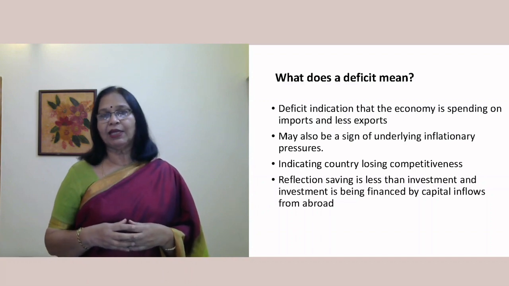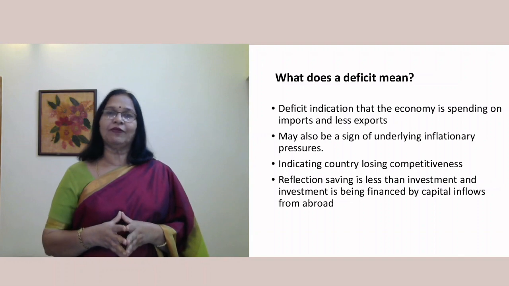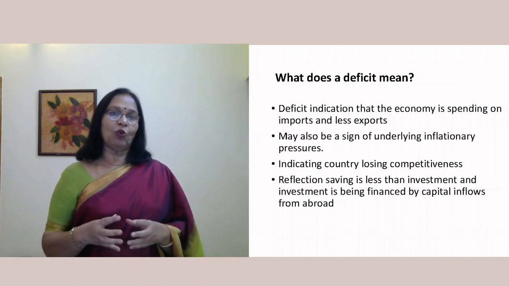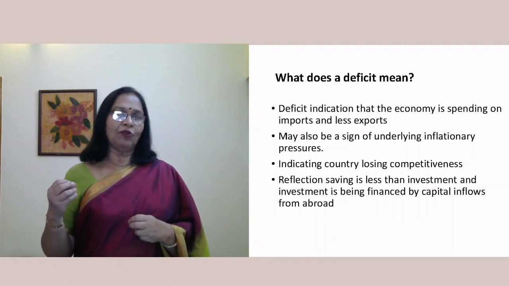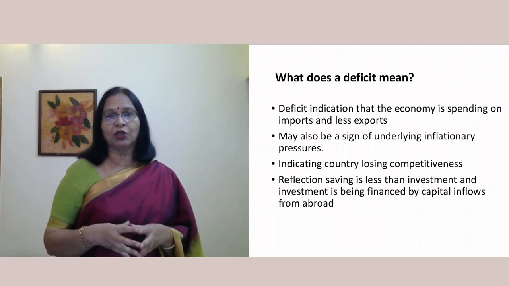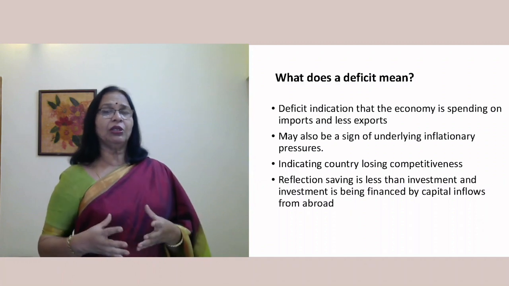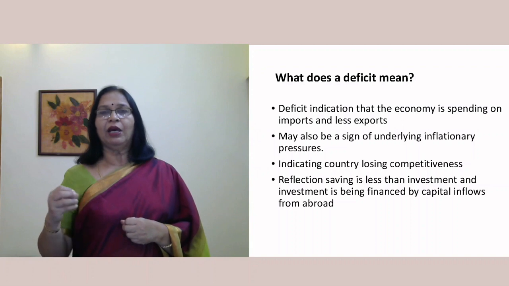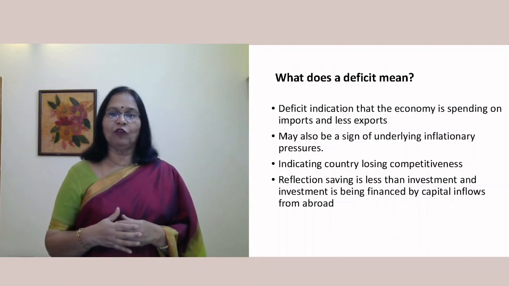Then the other one is that it's indicating that the country is losing competitiveness of its export. That means it is not able to sell as much as it wanted its goods to the external world. So the external world does not find Indian goods competitive. It finds Indian goods costly. It may be because of tariff, or it may be because of the cost of production. Whatever it is, they find that the goods that are going out from India are not very competitive. In that case also we can have an adverse balance of payment.